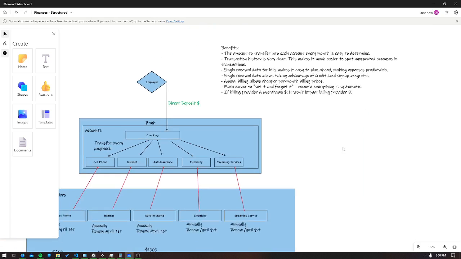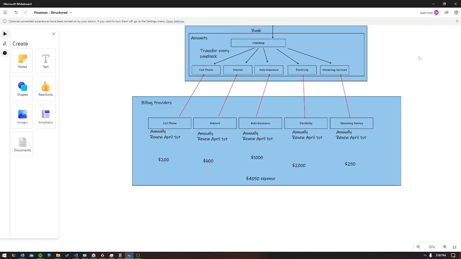And so for credit card programs, that's a great opportunity, because let's say you find a credit card that has a sign-up bonus where, if you spend $3,000, you get back, I don't know, $300 in cash back or something like that, right? So you sign up for that credit card before April 1st. You pay all of these bills here with that credit card, and then you get $300 in cash back. So effectively, instead of paying $4,050 per year for your bills, you're paying what, 3,000?